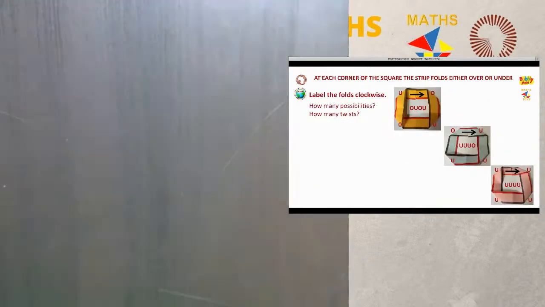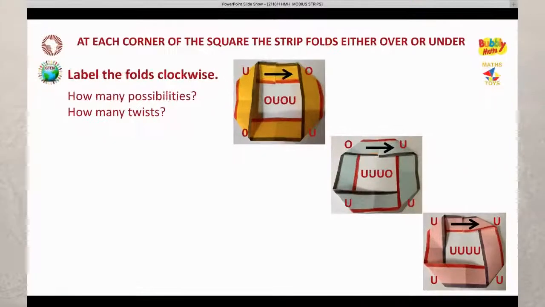So here we've got at each corner of the square, the strip folds either over or under again, like we just did for the Mobius strip. And we label the folds clockwise. And we're going to think now how many possibilities there are of doing these different folds at the corners and what's going to come out of it.